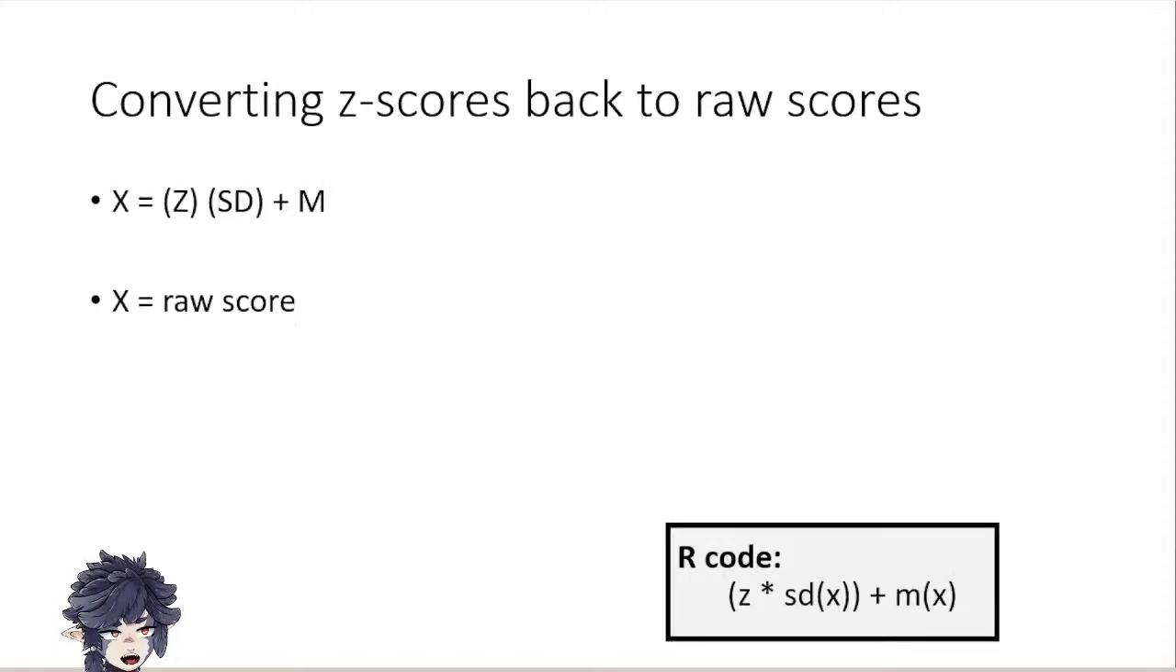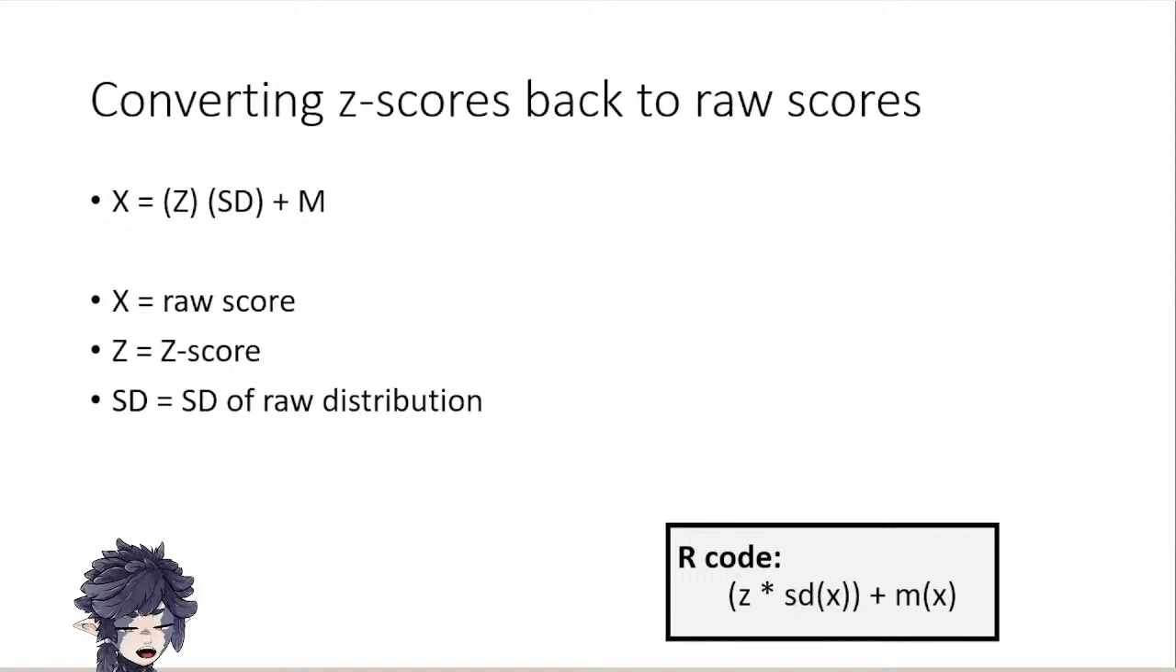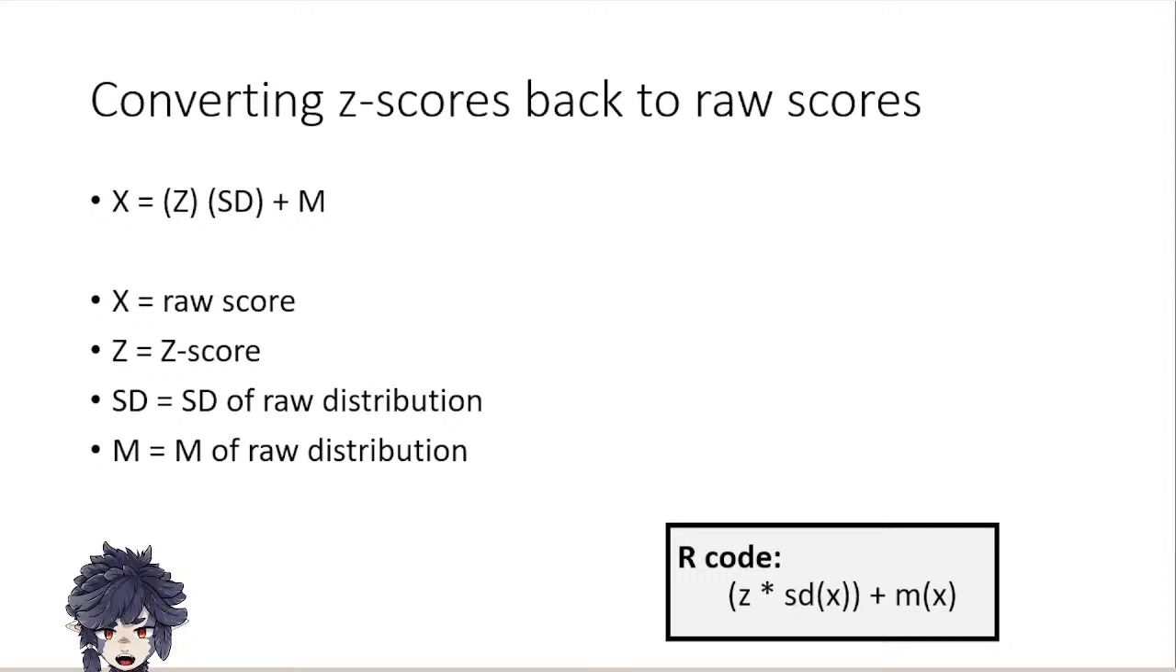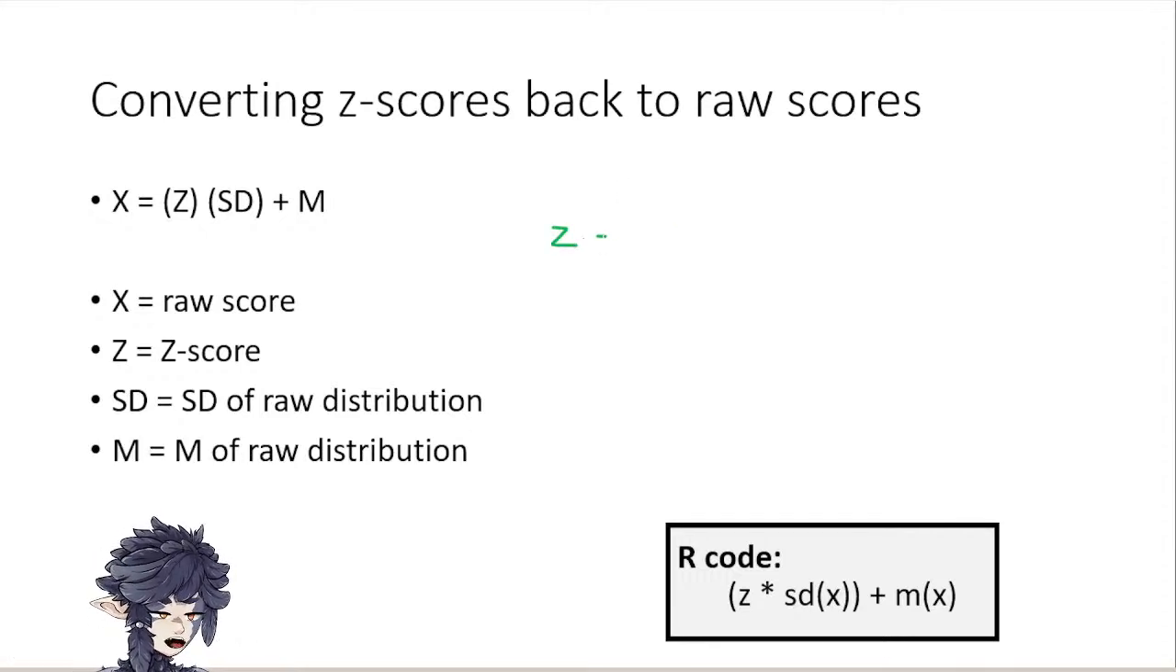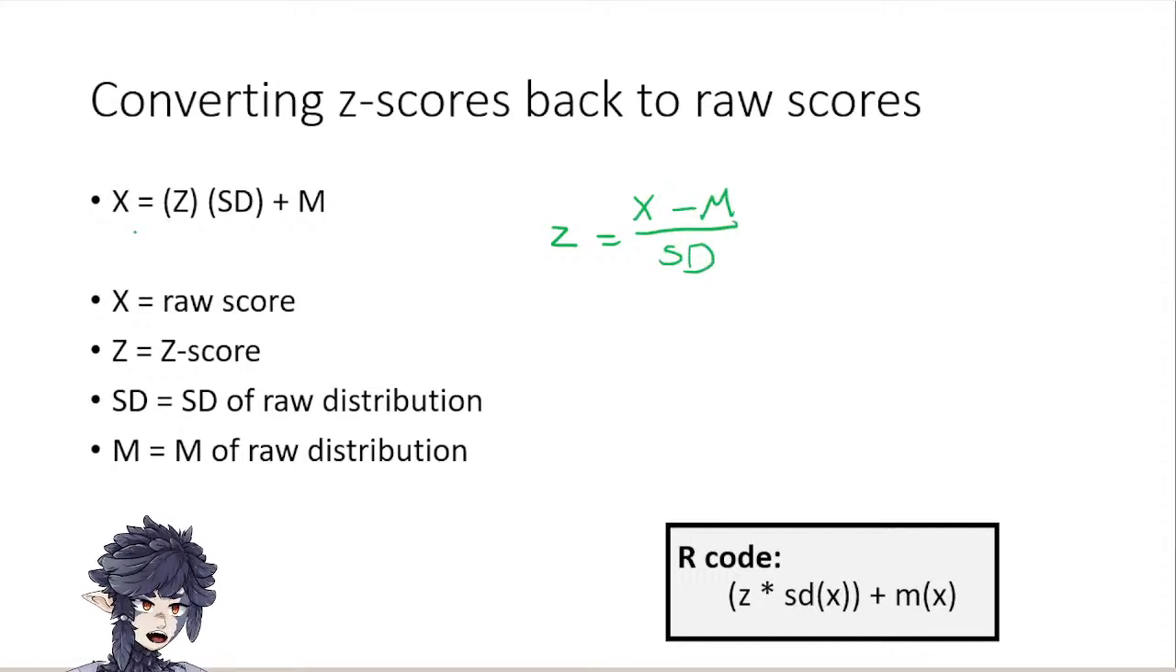That is literally what I've done here, where x, again, is the raw score. Z is your z-score. SD is the standard deviation of the original distribution. And M is the mean of the raw distribution. So our old formula for calculating a z-score from a raw score was z is equal to a score minus the mean over the standard deviation. We get the formula to convert a z-score back into a raw score by just solving this for x.